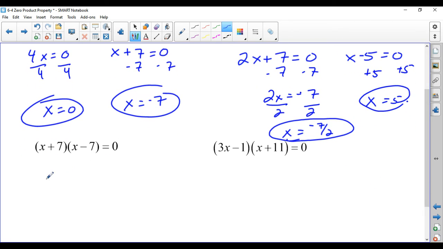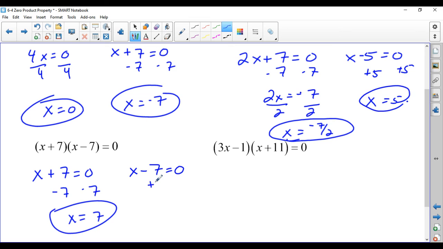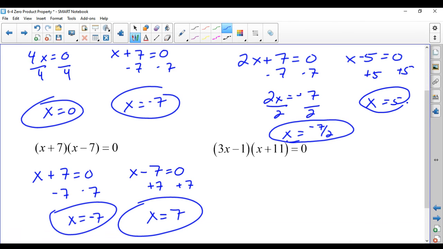x plus 7 times x minus 7 equals 0. As long as it's equal to 0, set each factor equal to 0. And you're going to just show the solving work as you go. This one was negative 7. This one is positive 7.